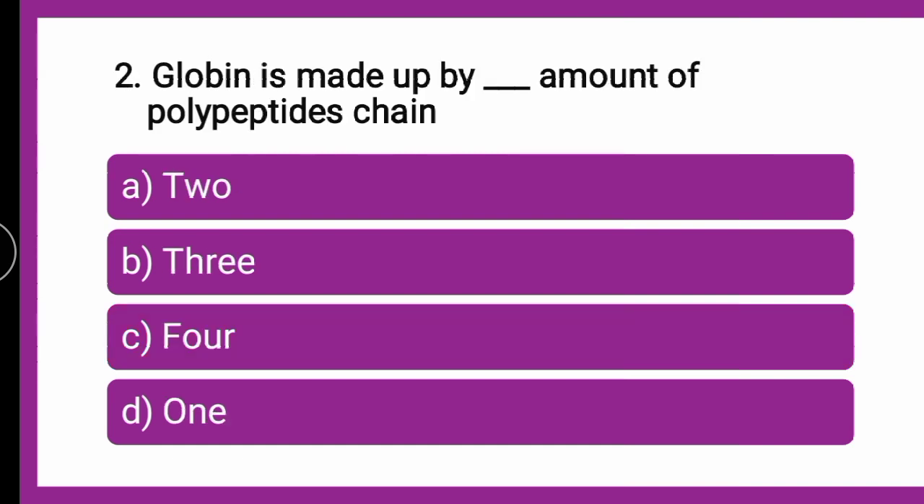Next question is, the globin is made up of dash amount of polypeptide chains. Is the globin made up of 2 polypeptide chains, 3 polypeptide chains, 4 polypeptide chains, or only 1 polypeptide?